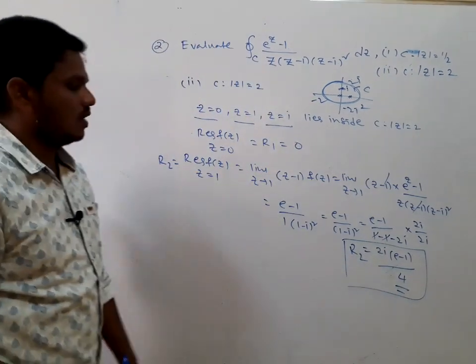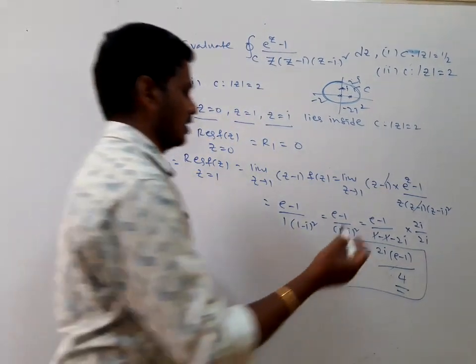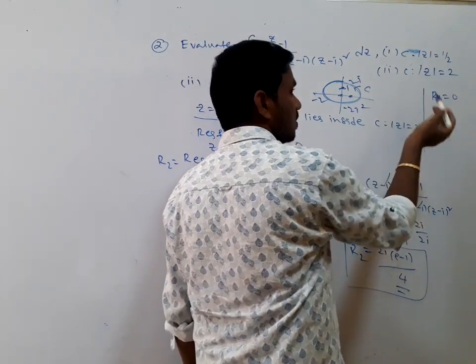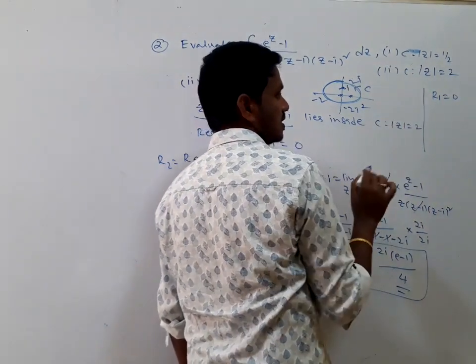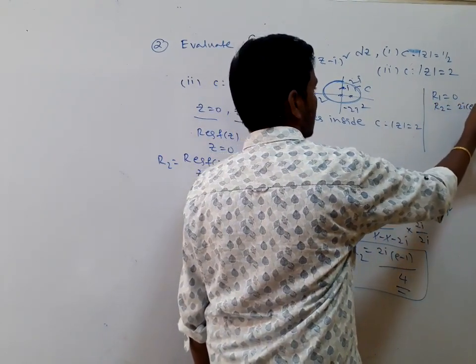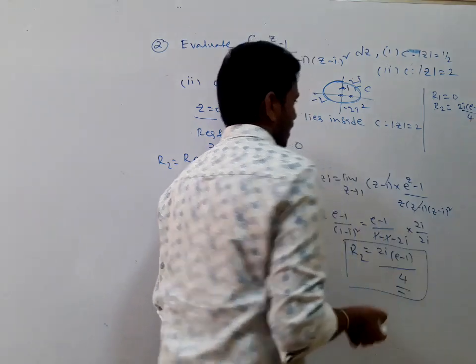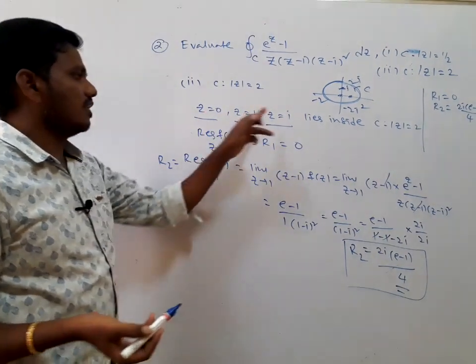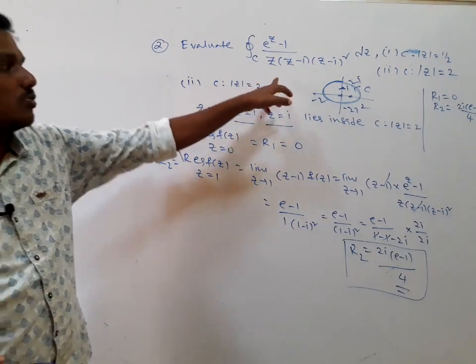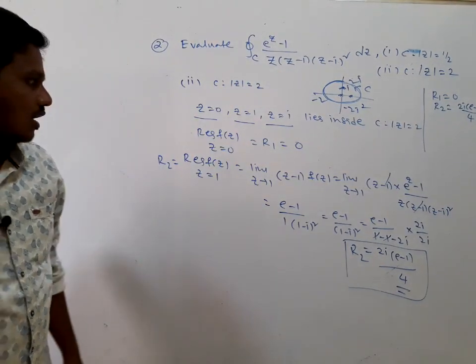Now we can find R3. First, R1 is equal to 0, the residue of f of z at z equals 0 is 0. R2 is equal to 2i into e minus 1 divided by 4. Now we find the residue of f of z at z equals i. But here z equals i is not a simple pole, it is a pole of order 2.